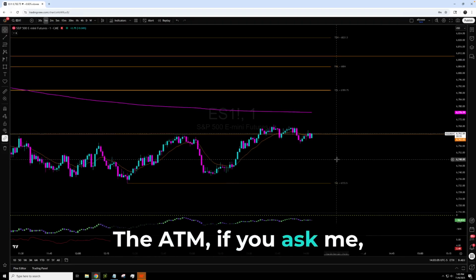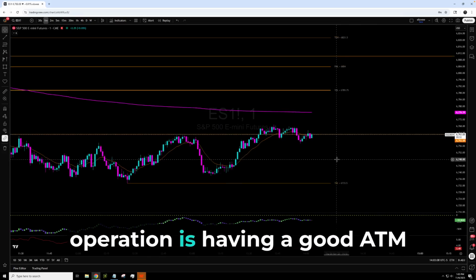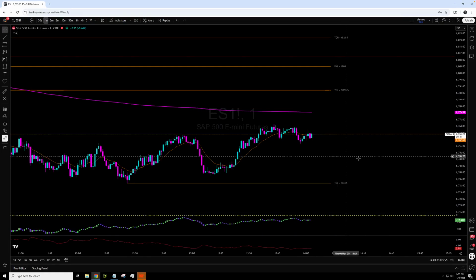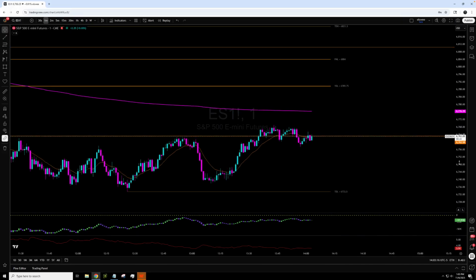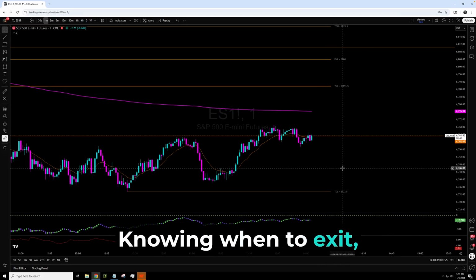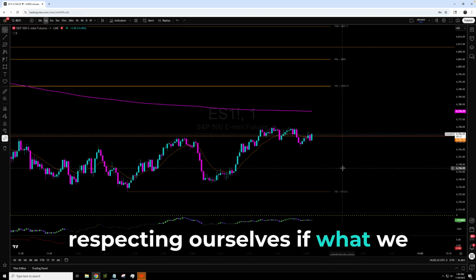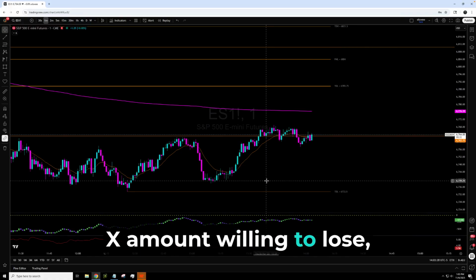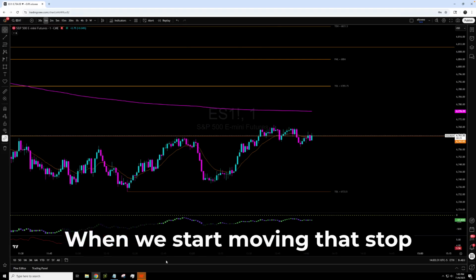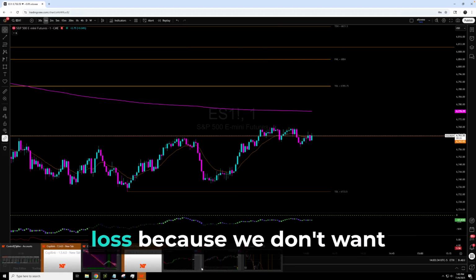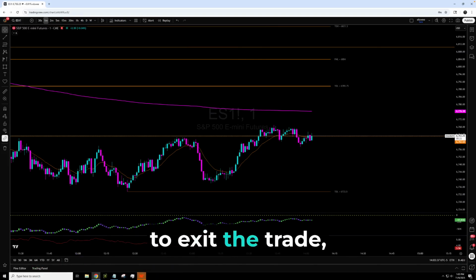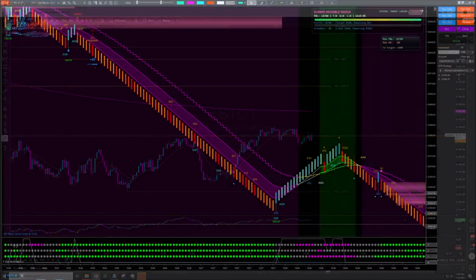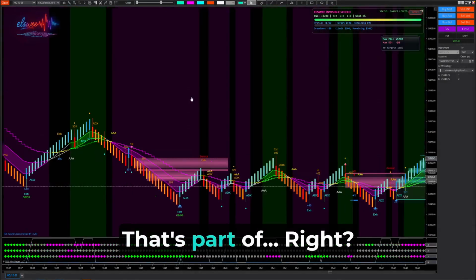The ATM, if you ask me, is the most important part in any operation: having a good ATM that protects you. Knowing when to exit, respecting ourselves. If what we had was a determined margin of X amount willing to lose, respect it. When we start moving that stop loss because we don't want to exit the trade, that's when we start to lose.